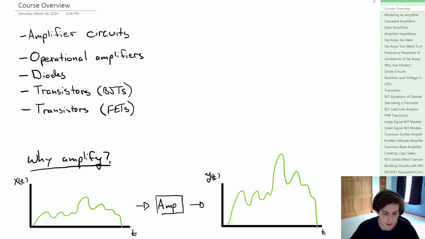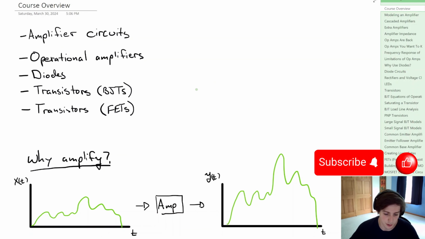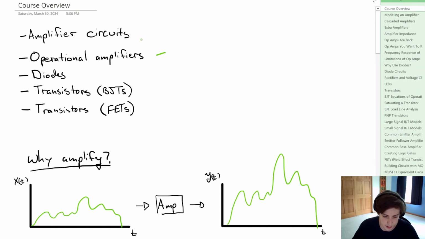Alright, welcome back to another course. In this course, we're going to talk about electronics. And in this course, we're going to look at a few things. We're going to look at amplifier circuits, just as a generalization. We're going to look at diodes, which is a new component. We're going to look at transistors, and then field effect transistors, or FETs.